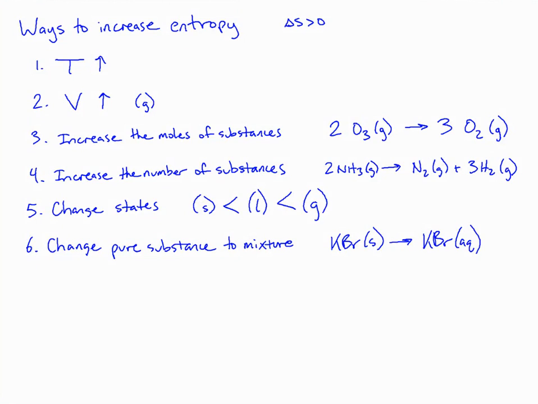So increasing the volume of a gas. Number three, increasing the moles of substances. If you look here, we have 2 ozone gases becoming 3 oxygen gases. The moles of the substance in the reactants is 2, and in the products, the moles is 3. And so we have increased the number of moles of all the substances, and therefore we have increased the entropy.